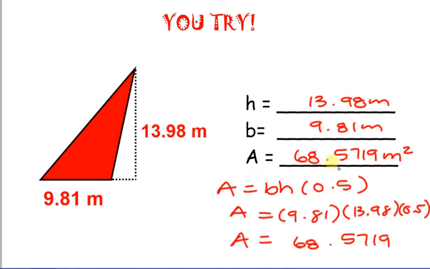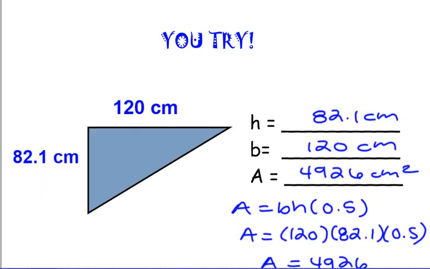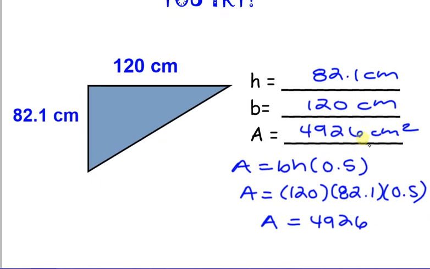So you should have ended up with 68.5719 meters squared. The second one should have been 4,926 centimeters squared. And again, it's that squared, it's area, centimeters times centimeters.